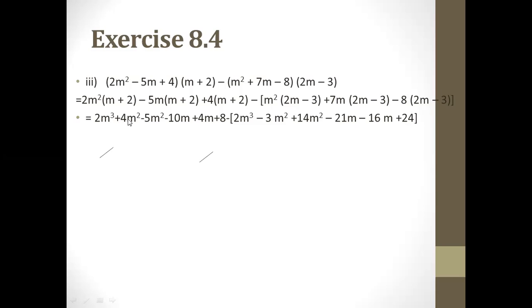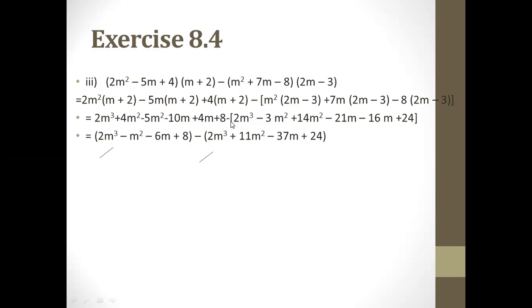Now we simplify it. Look, this is m square, this is m square, so plus 4 minus 5, so we get minus m square. This is m, this is m, minus 10m plus 4m, so we get minus 6m. Look, like this, 2m cube as it is, plus 4m square minus 5, so 5 minus 4, 1 we do not write, so we write just the variable m square with a negative sign because 5 is a greater number, and here minus 10 plus 4, so from 10 we subtract 4, we get 6, but we put the sign of the greater number, minus sign, minus 6m, and 8 we write as it is.